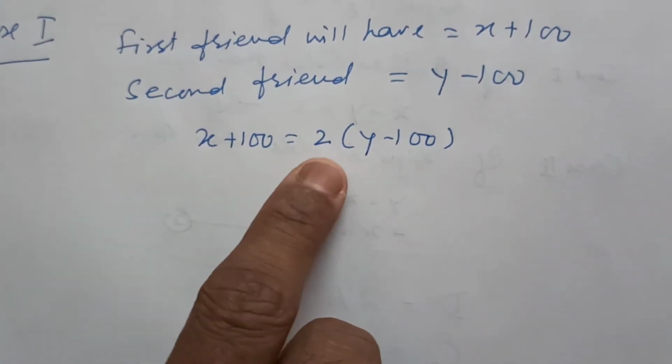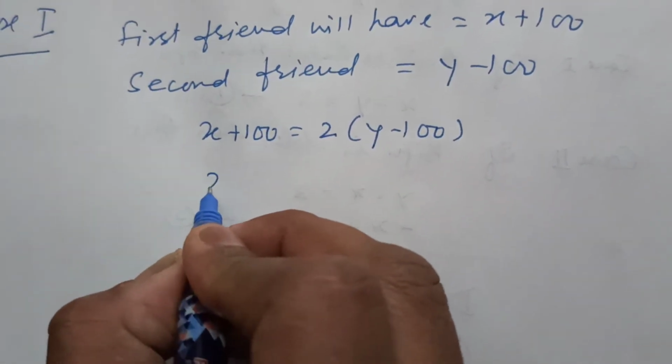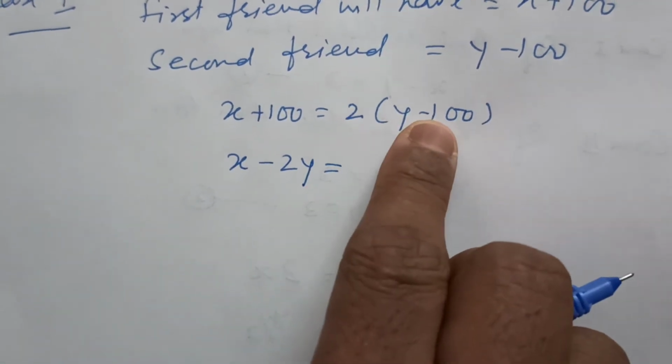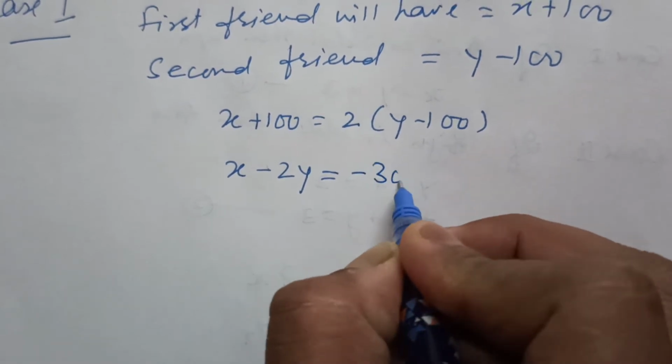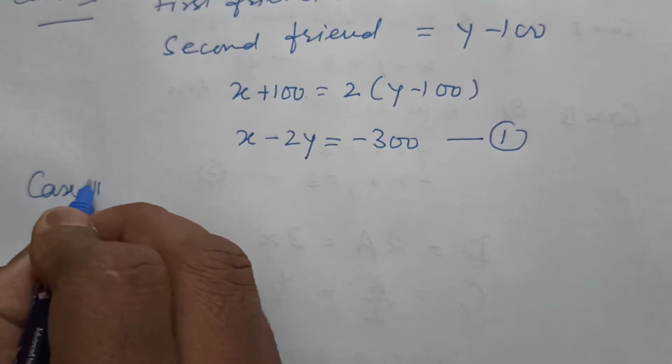I shall become twice as rich as you. Now we open this bracket, we get x minus 2y is equal to minus 200, and this 100 also comes over there, which makes it minus 300. So this is your first equation.